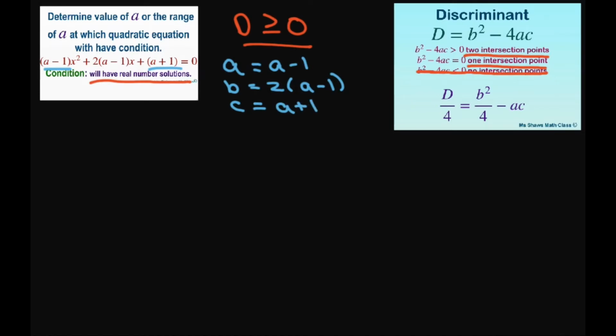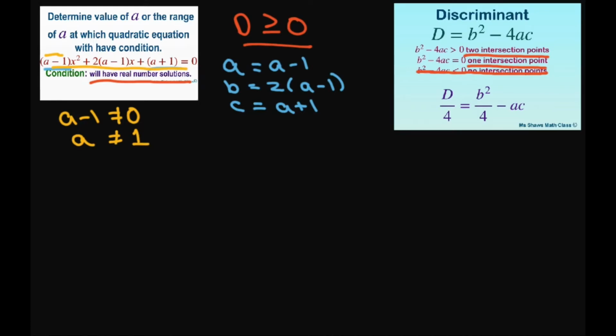Now, before we start, let's just note that this equation is quadratic. So that means a minus 1 cannot equal 0, because if this is 0, then we don't have a quadratic equation. Therefore, our a cannot equal 1 when you add 1 to both sides.